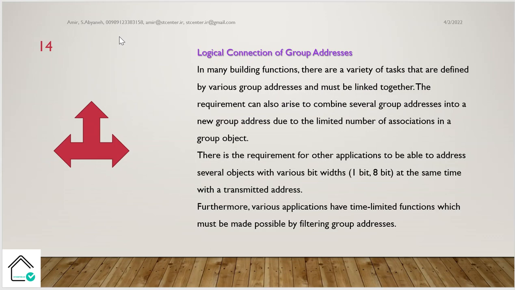Logic connection of group addresses. In many building functions, there are a variety of tasks that are defined by various group addresses and must be linked together. The requirement can also arise to combine several group addresses into a new group address due to the limited number of associations in the group object. There is the requirement for other applications to be able to address several group objects with various bit widths, 1 bit, 8 bit, at the same time with the transmitted address. Furthermore, various applications have time-limited functions which must be made possible by filtering group addresses. So we do what we need based on group addresses.